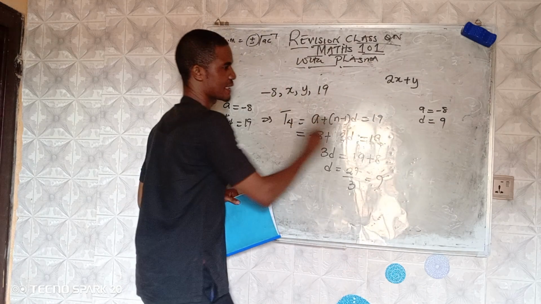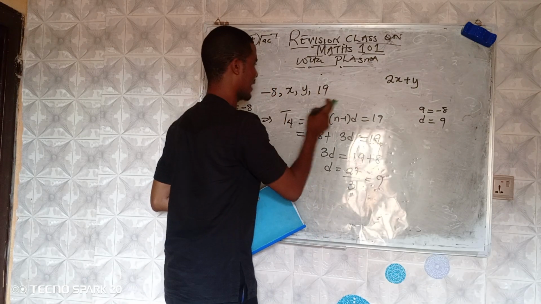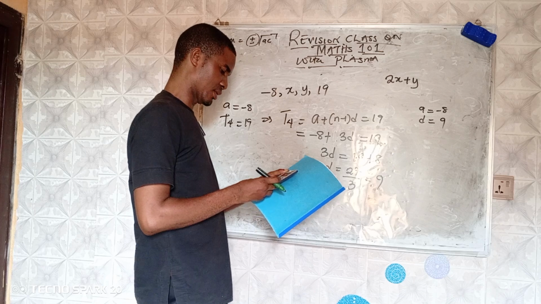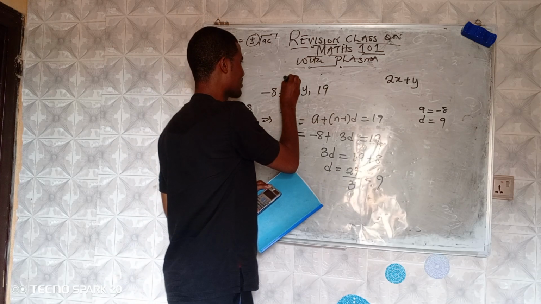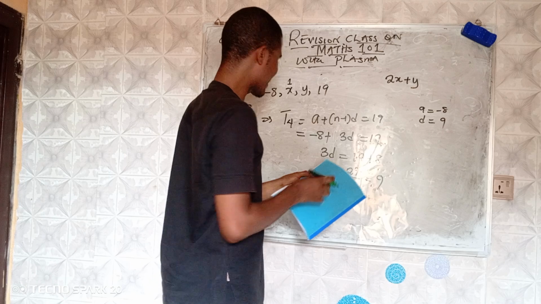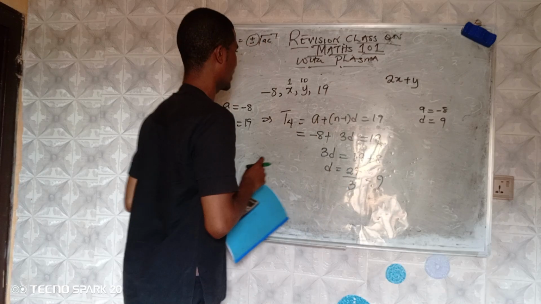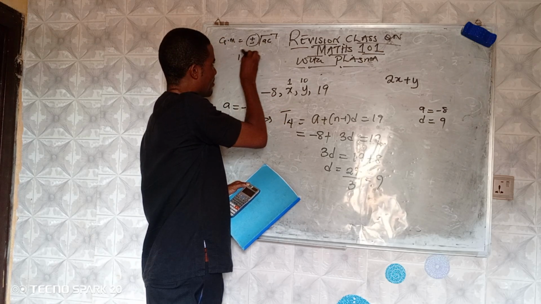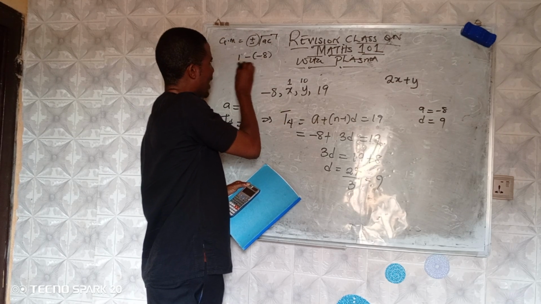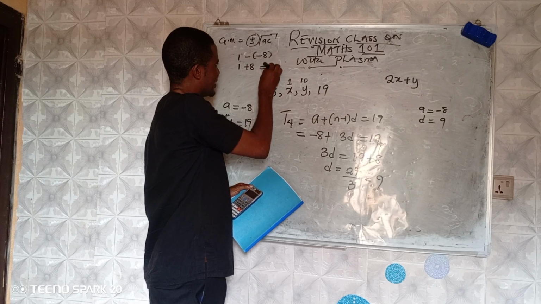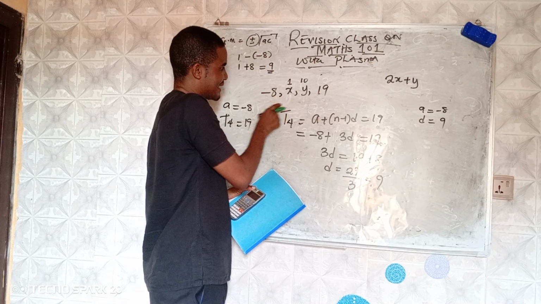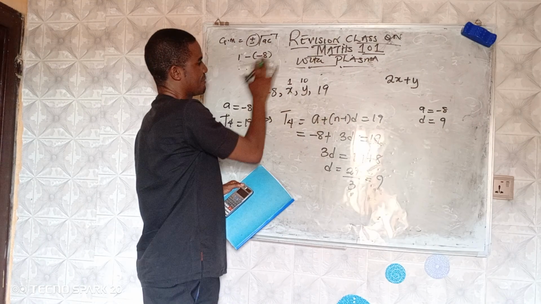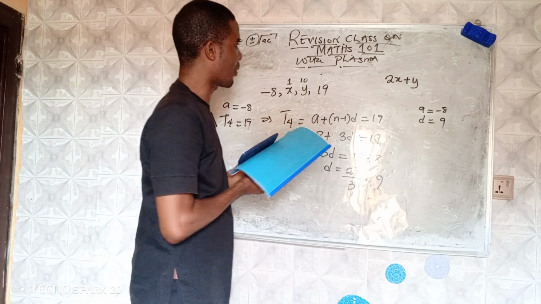So when I come here, since my common difference is 9, I will start adding 9. Minus 8 plus 9 is 1. That means here is 1. 1 plus 9, that means here is 10. If you do 1 minus minus 8, which will give you 1 plus 8, is equal to what? 9. You see that the common difference is 9. If you do 10 minus 1, it is still 9. So that means the value of my x is 1 and the value of my y is 10.